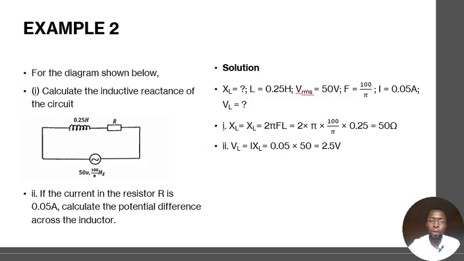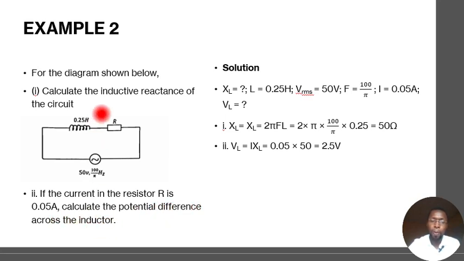Let's take another question. It says, for the diagram shown below, calculate the inductive reactance of the circuit. And this is the diagram. This is still an RL circuit because R represents the resistor and L represents the inductor. So it's the combination of inductor and resistor. This is the diagram for the question. The second question says, if the current in the resistor R, this resistor here, is 0.05 ampere, calculate the potential difference across the inductor.